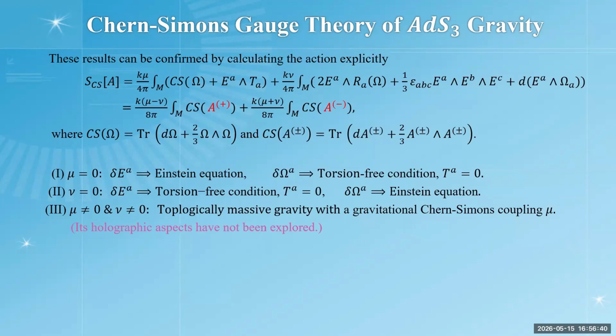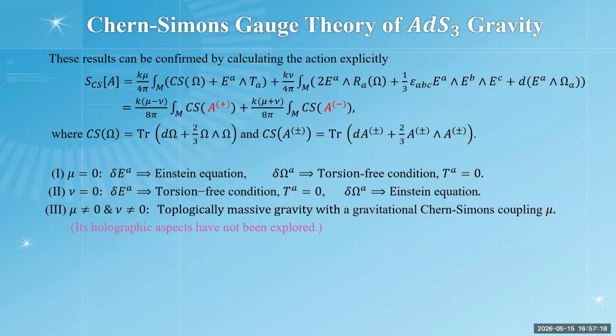So, for example, if you just put mu equals 0, then if you just evaluate the dreibein variation, that gives rise to the Einstein equation. But the spin connection variation gives you the torsion-free condition. But if we choose nu equals 0, then this is gone, and then we have this gravitational Chern-Simons coupling. And then the situation is the opposite. If we evaluate the dreibein variation, that gives you the torsion-free condition. But if you evaluate the spin connection, that gives rise to the Einstein equation.